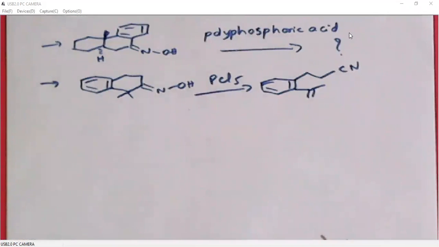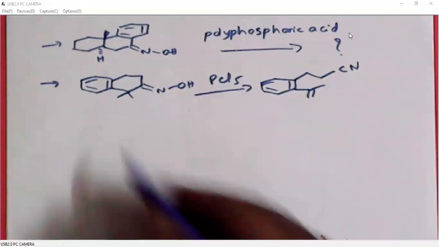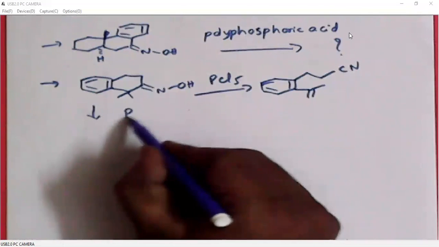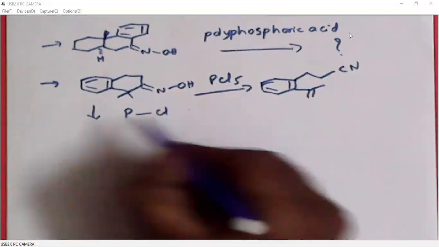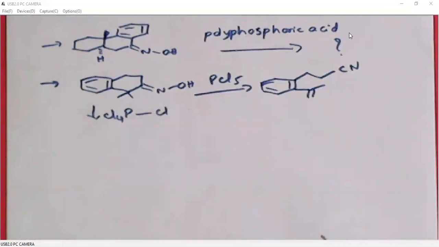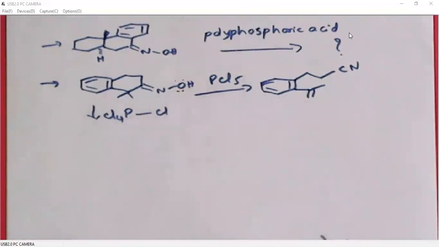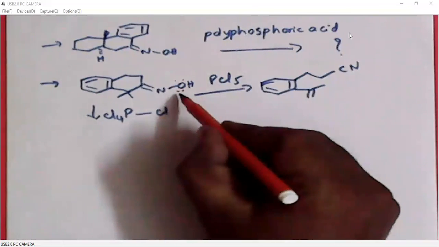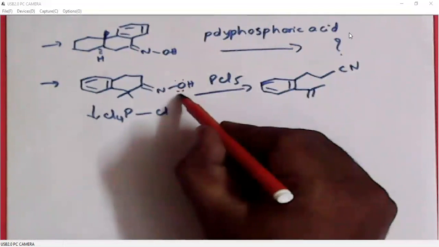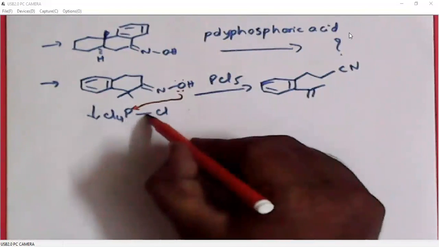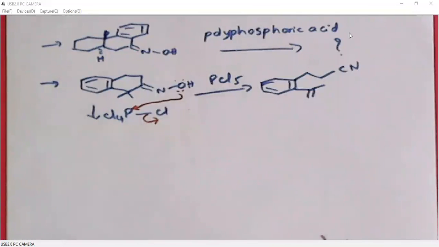How is this compound generated? Oxygen and phosphorus have good affinities. So that is why we generally use phosphorus reagents for dehydration reactions. So phosphorus and oxygen will immediately form a bond. Okay, so oxygen will attack on phosphorus. One of the Cl will be leaving.